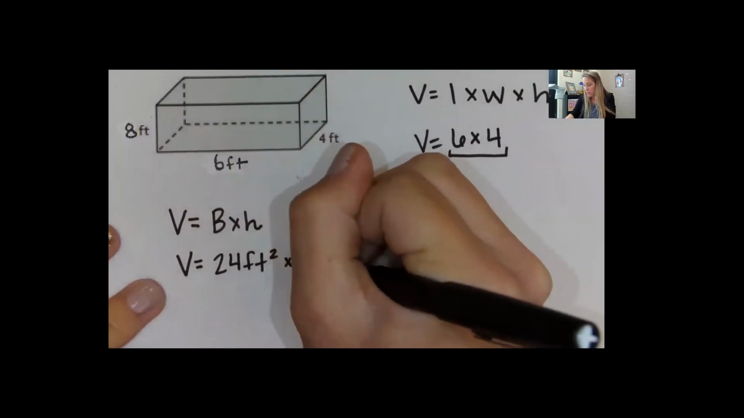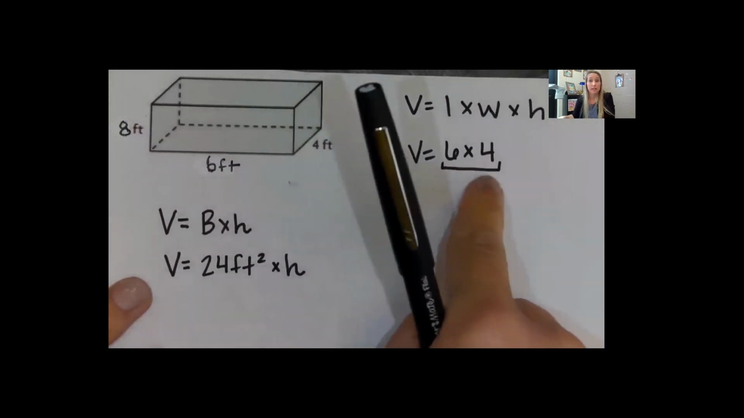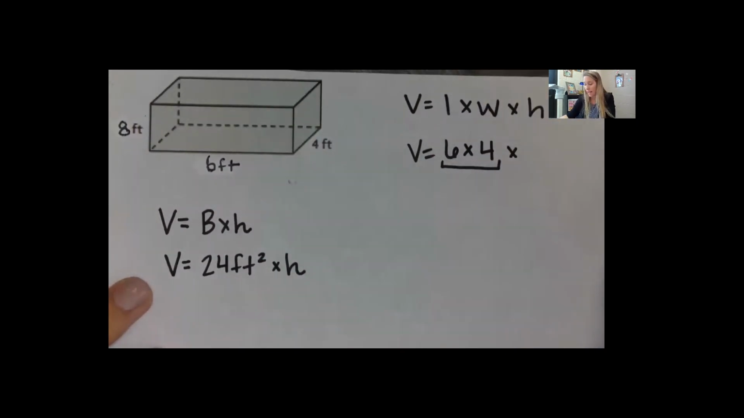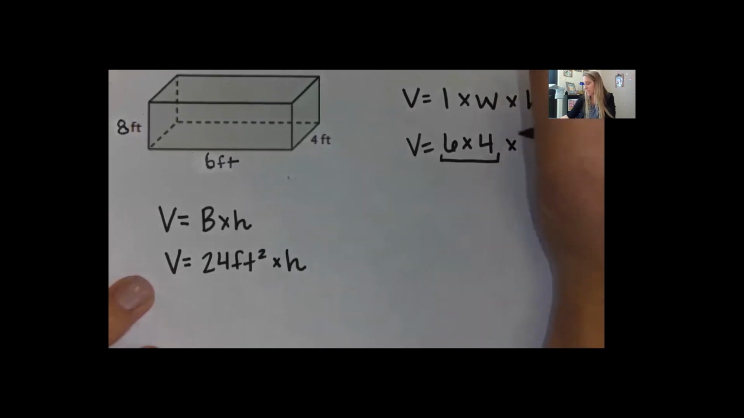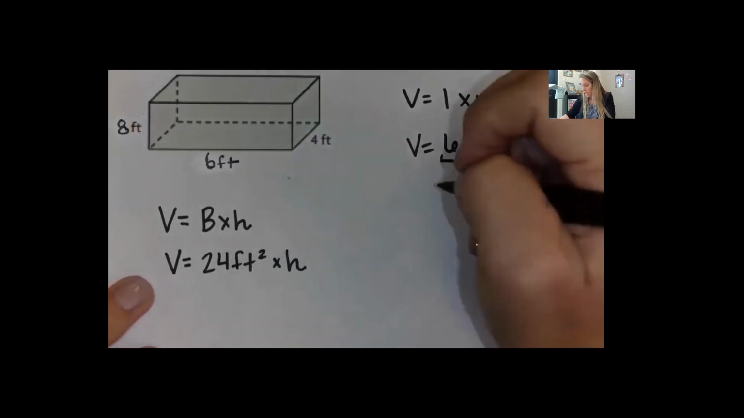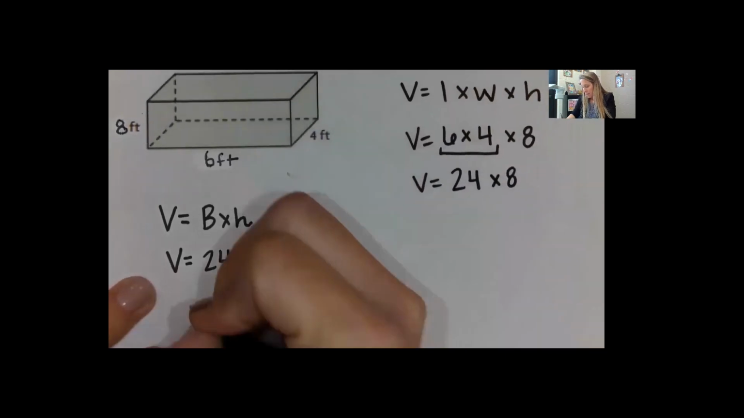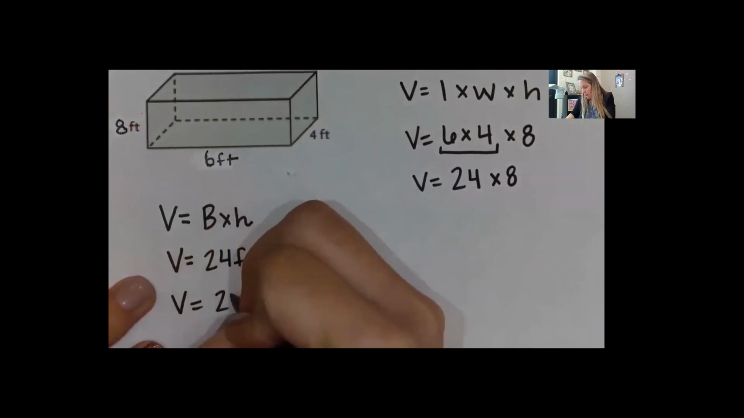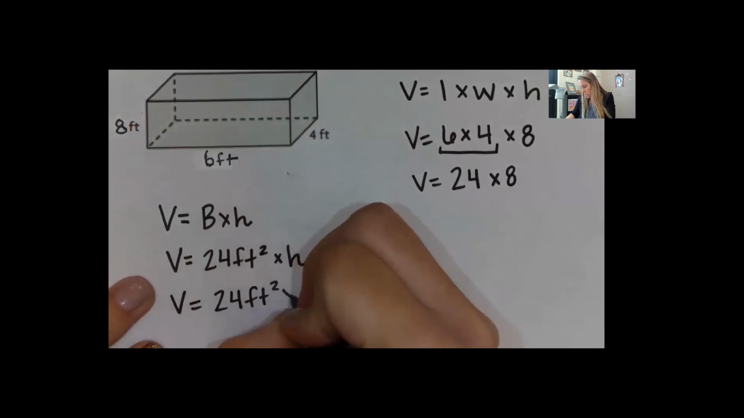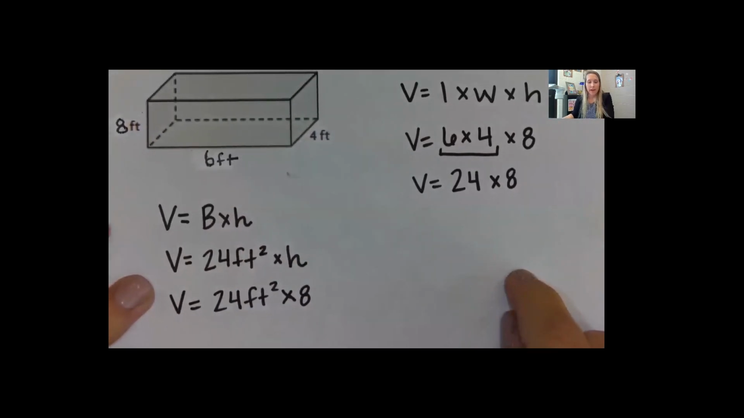Why is it two-dimensional? Because we haven't included the height yet. Now, if we use this formula, length times width times what was the height of our prism? Yes, excellent work. The height was 8. And so 6 times 4 is 24, times a height of 8. Are you seeing the connection between the two formulas?